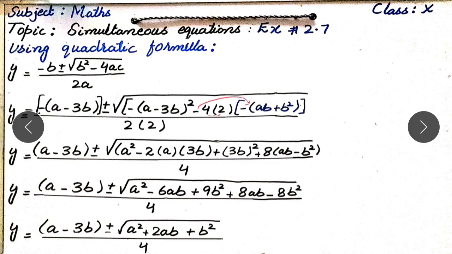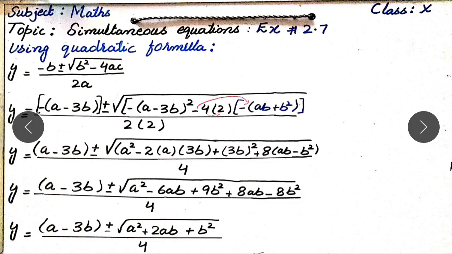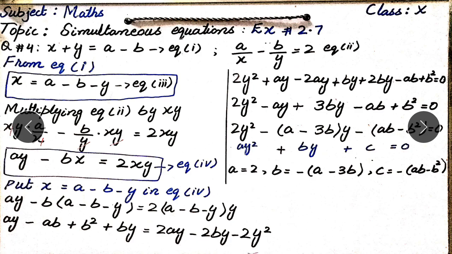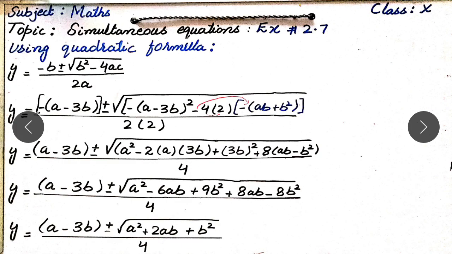Okay, here I think there is a mistake. You can see here ab plus, it is ab minus b square, so let's make it minus here.